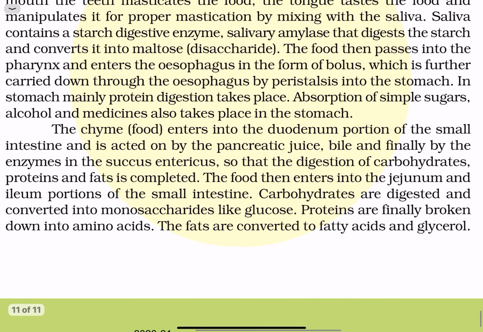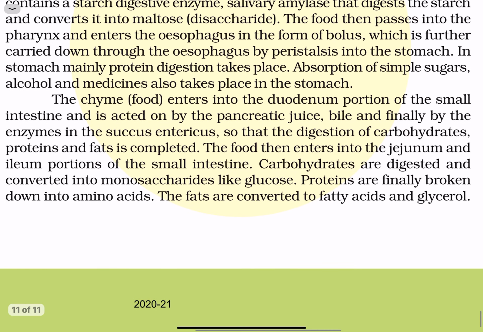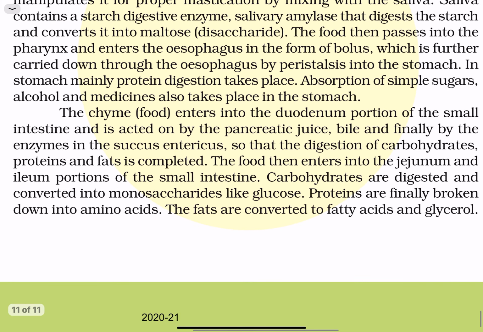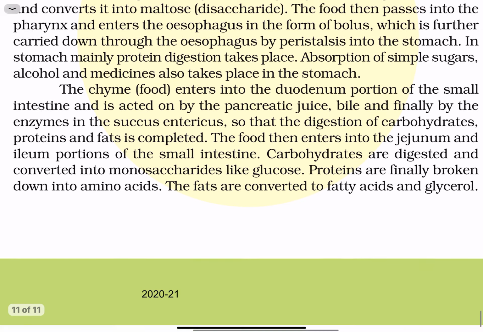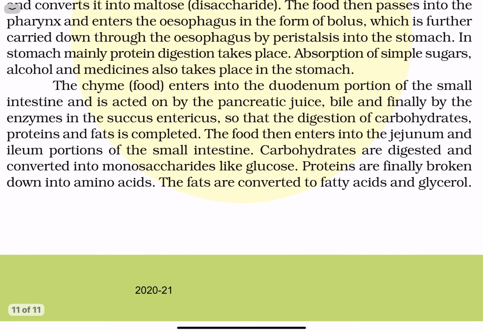In stomach mainly protein digestion takes place. Absorption of simple sugars, alcohol and medicines also takes place in the stomach. The chyme enters into the duodenum portion of the small intestine and is acted on by the pancreatic juice, bile and finally by the enzymes in the succus entericus, so that the digestion of carbohydrates, proteins and fats is completed. The food then enters into the jejunum and ileum portions of the small intestine.